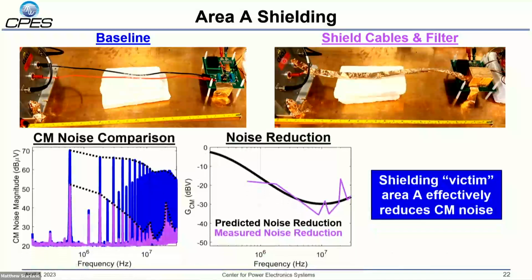And we test this experimentally. Here's the baseline noise, and here's the noise with our area A shielded. And our predicted noise reduction is pretty close to our measured noise reduction. So shielding the input power cables and the EMI filter is an effective way to reduce common mode noise if you have some near field coupling effect.